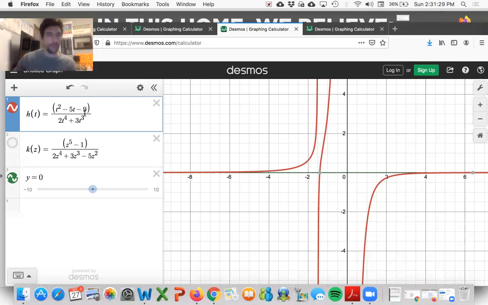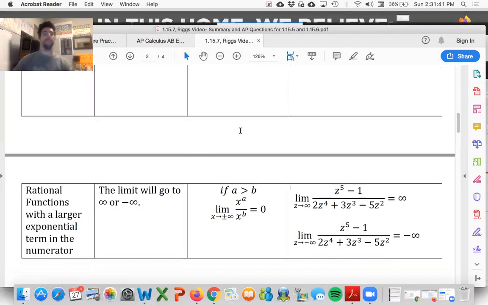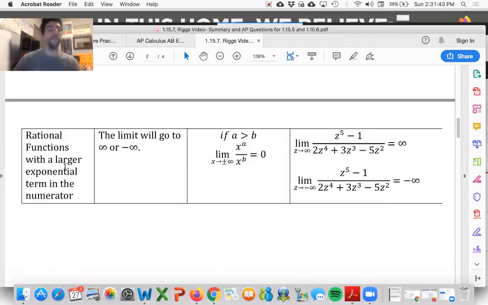But for this situation, as I approach infinity, positive or negative, and I have a bigger exponential term in the denominator compared to the numerator, yep, I'm going to approach 0. And then this is the last one. I'll flip back to my notes real quick. If you have a scenario where the numerator of the rational function is greater than the denominator, you're going to have the function go off to positive or negative infinity. But it's going to depend. I want to make that point really clear.